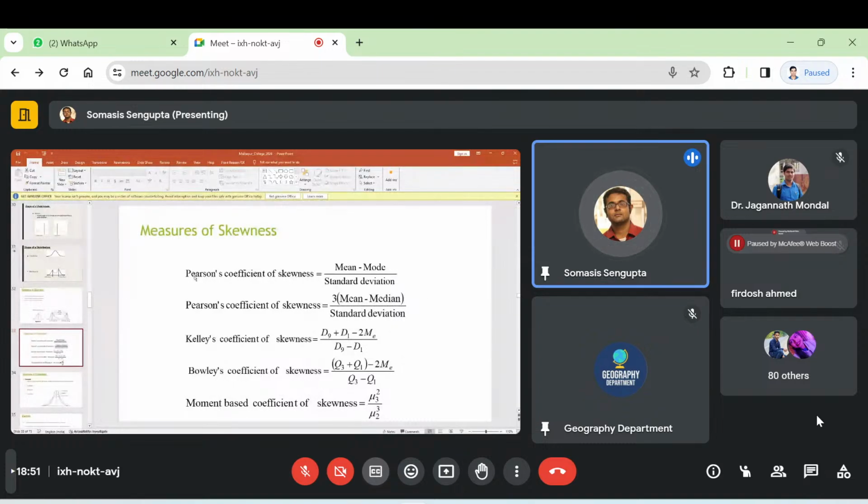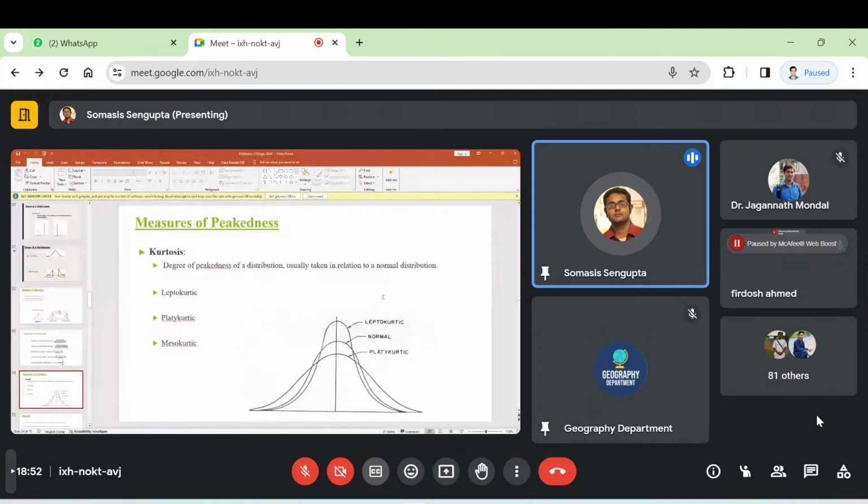So there are certain formulae for getting the values of skewness. These formulae are given in detail here. Pearson's coefficient of skewness is the most popular formula, and others are there. Due to lack of time, we are not in a position to work through them, but suppose you have data, you can calculate the mean, the mode, and the standard deviation. So the amount of skewness you can identify.